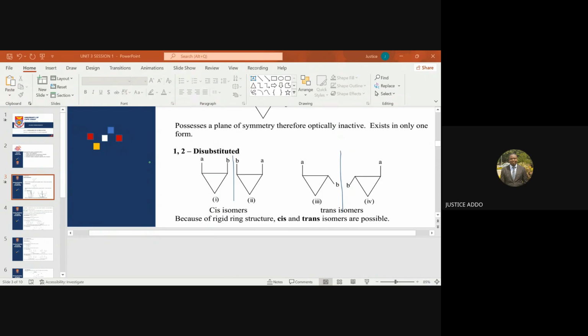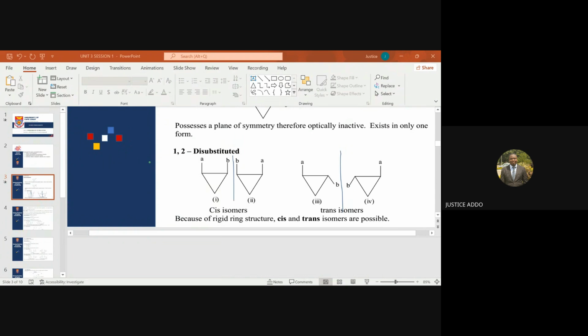There's a plane of symmetry, and any molecule that has a plane of symmetry is automatically optically inactive. So you make that statement. So your first statement is that 1,2-diethyl cyclopropane will exist in the cis and then the trans form. That is the first statement.